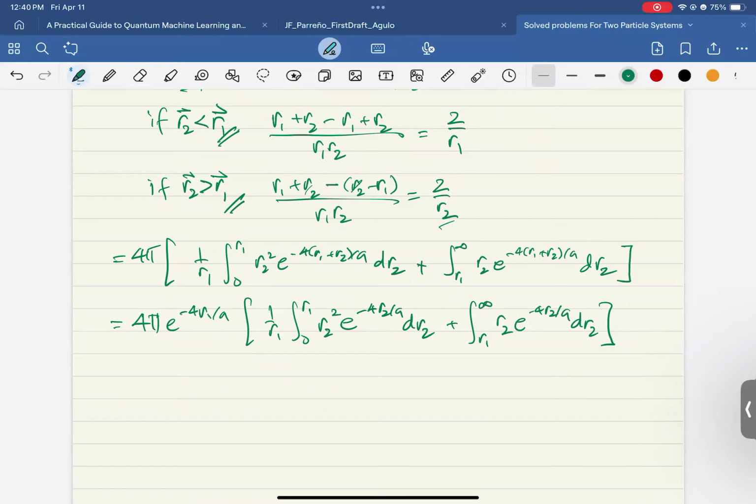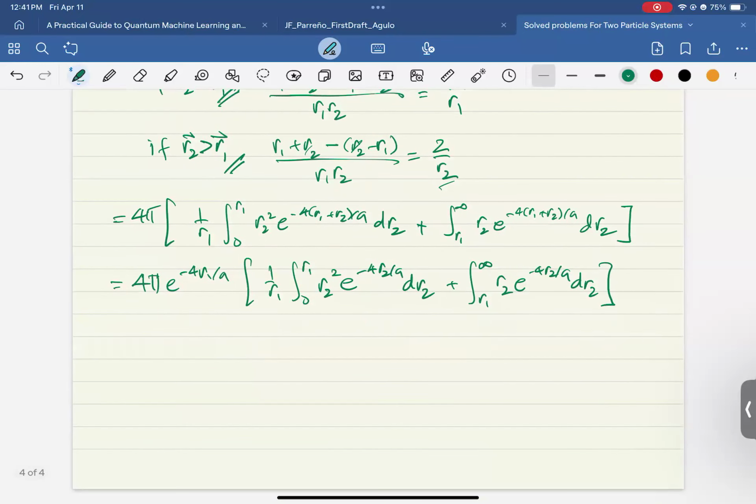Okay. So, ano ang first integral? Parati tayo nakaka-encounter ng ganitong klaseng integral. R2 squared exponential. Ibig sabihin, R to the n e to the minus u. So, dapat medyo familiar na tayo kung paano i-treat ito. So, evaluate muna natin yung unang integral. Okay, yung unang integral, so ang unang integral is 1 over R1, 0 to R1, R2 squared, exponential minus 4 R2 over A, dr2.